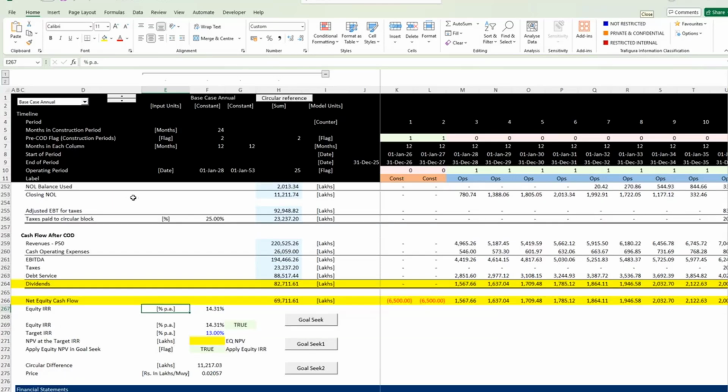Okay. And then go down and take the NPV. I made a target IRR of 13%. So take the XNPV and do the same thing.